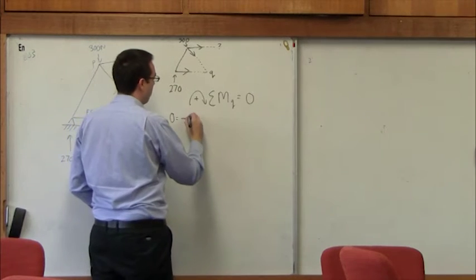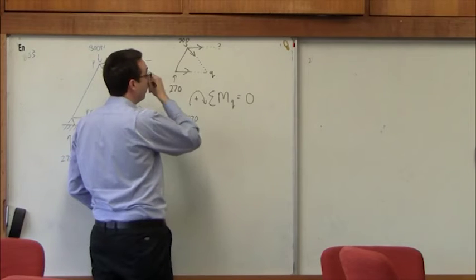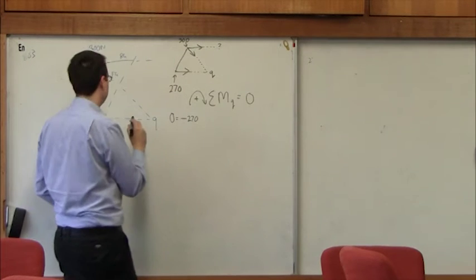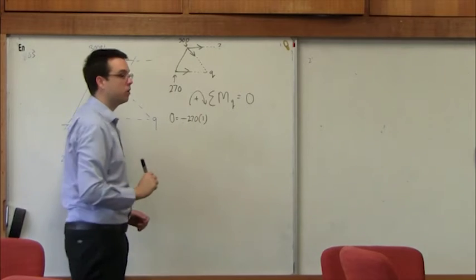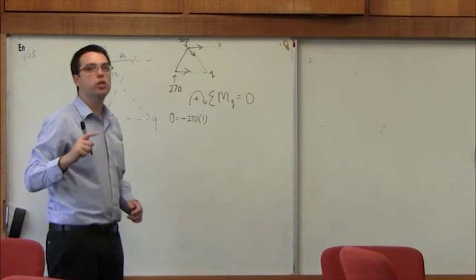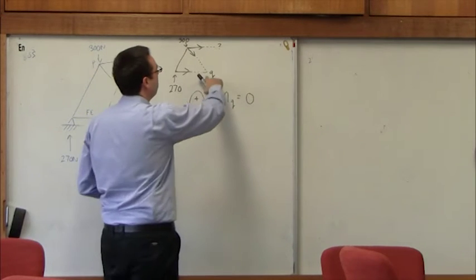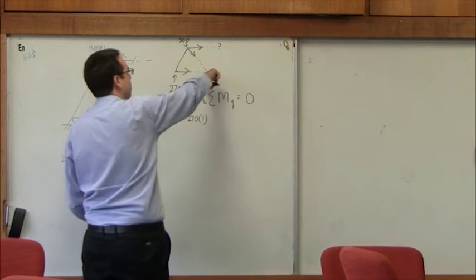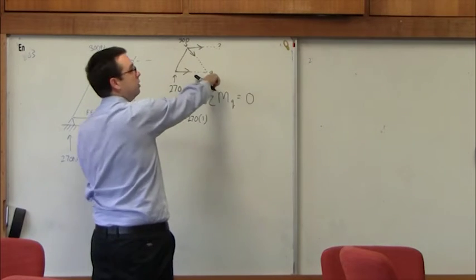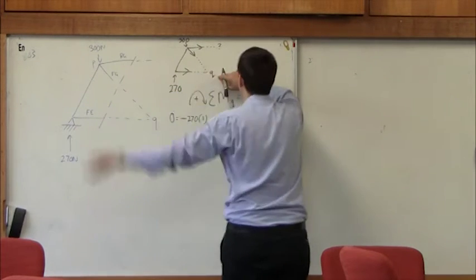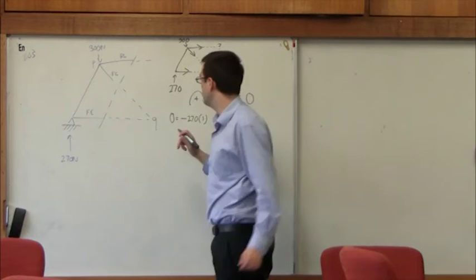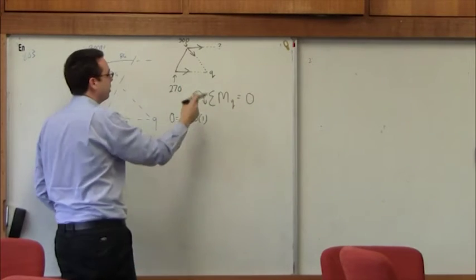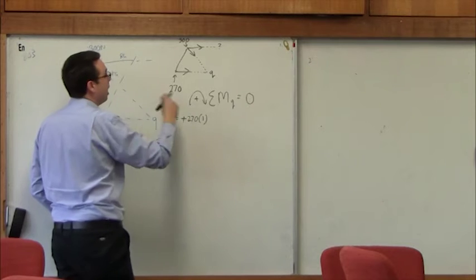So I'm going to write minus 270. How far away is 270 from Q? 1 meter, that's right. So plus 270? Yeah, I got plus. I always write minus, and then I put my finger on the Q, and I spin. Okay, so it's going to be plus. It's going clockwise.